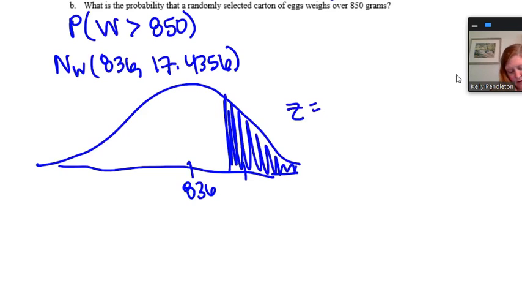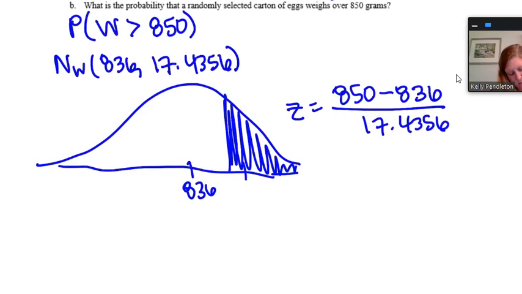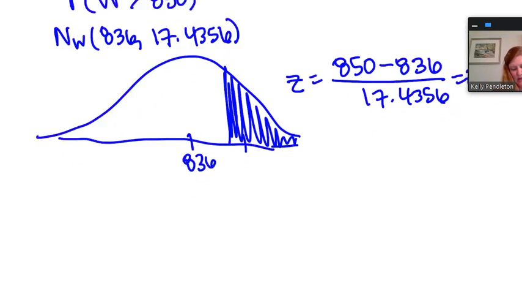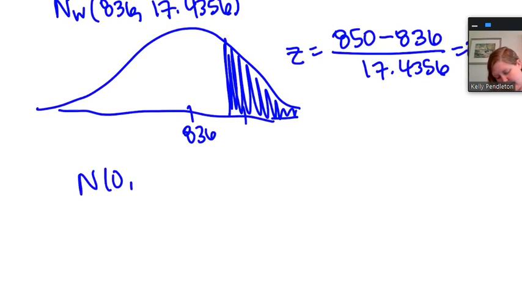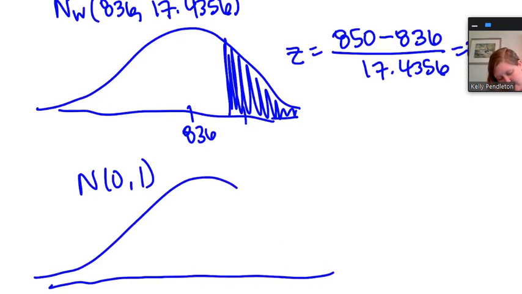And then I find the z-score. And so I'll do 14 divided by the answer, 0.80. And that's my z-score. So now I'll do a z-score curve. 0 and then 0.8 was about where I thought it would be, right there.